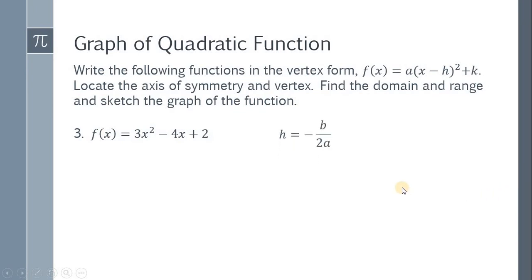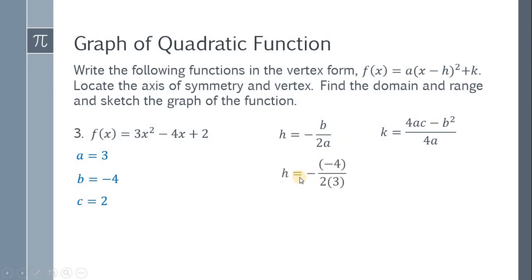Now, example number 3. To get our vertex form, let's use the formula for h and k. Now, let's get the values of a, b, and c. Since the value of a is positive, automatically our parabola opens upward and our range has positive infinity. Okay? So, let's substitute the values of a, b, and c into our h and k.